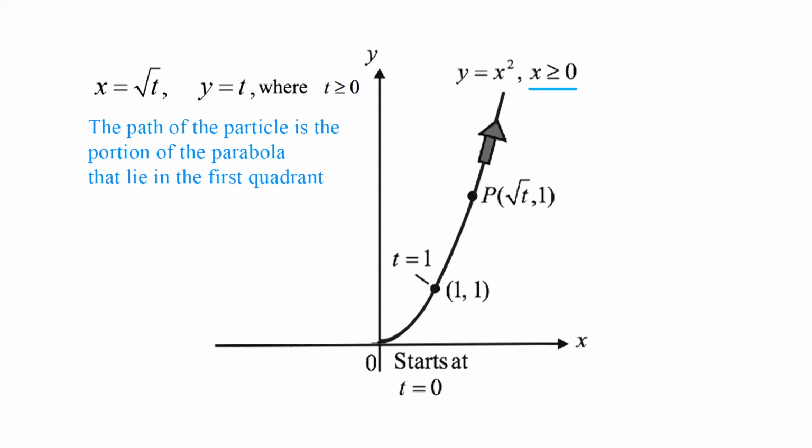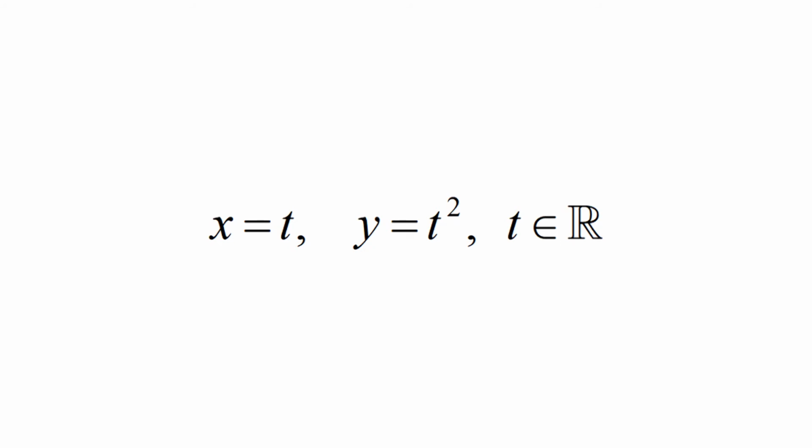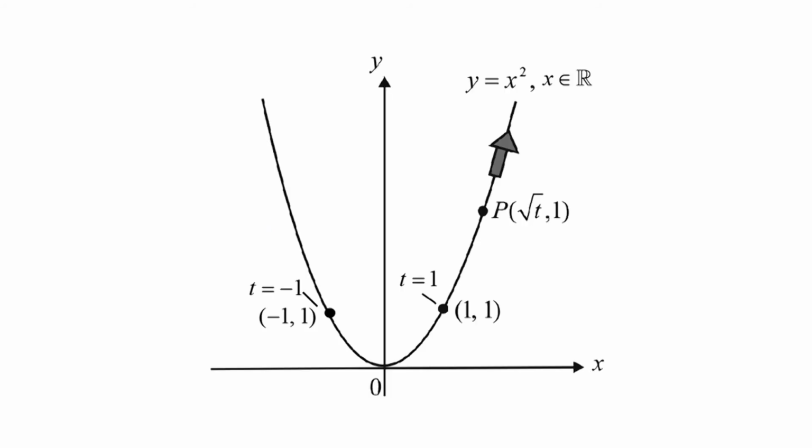The particle starts at ordered pair 0 0 when t is equal to 0 and rises into the first quadrant as t increases. At the same time, the parameterization x is equal to t and y is equal to t square, where t belongs to the set of real numbers, represents the entire parabola y is equal to x square, where x belongs to the set of real numbers.